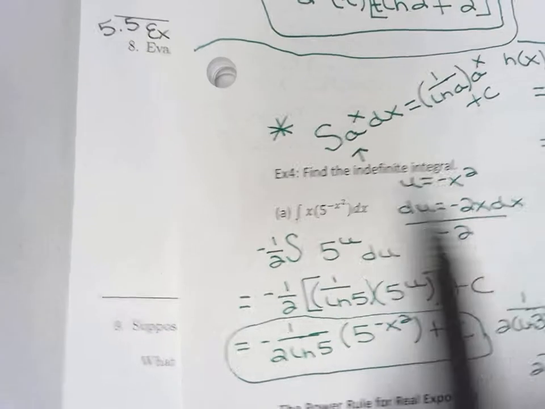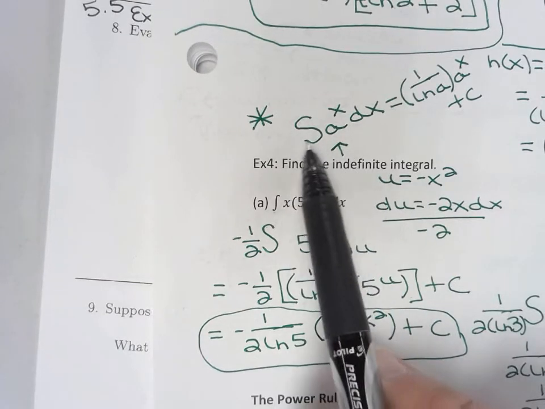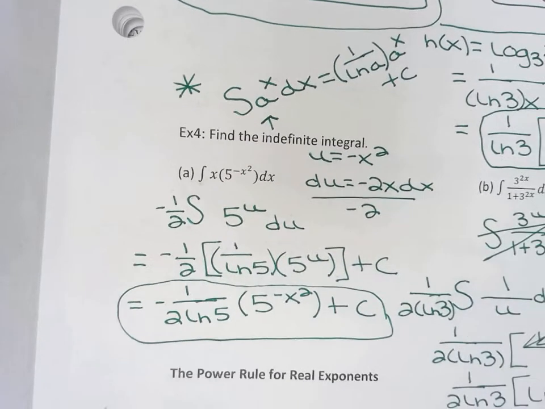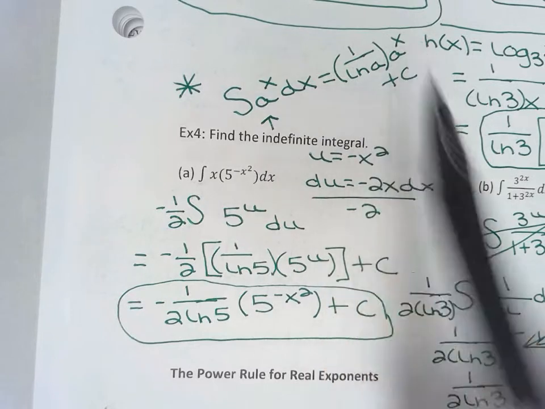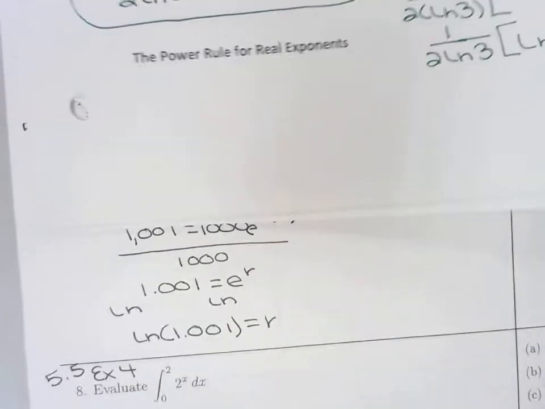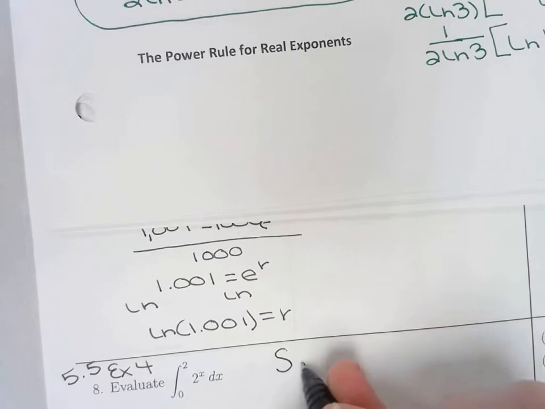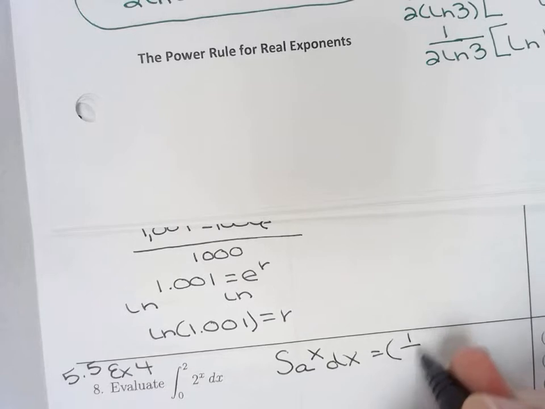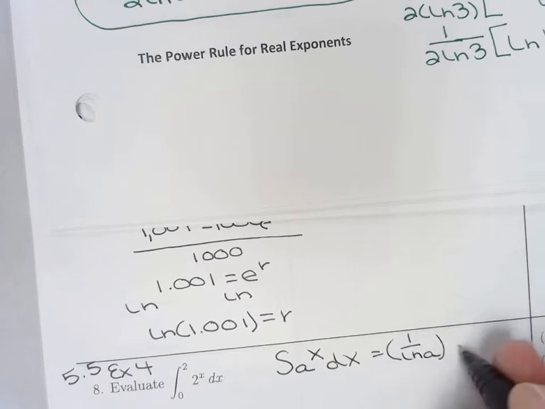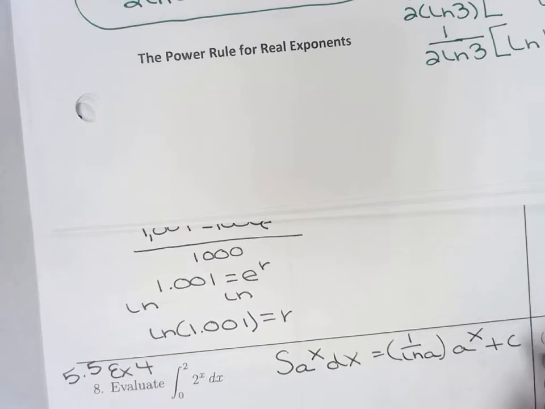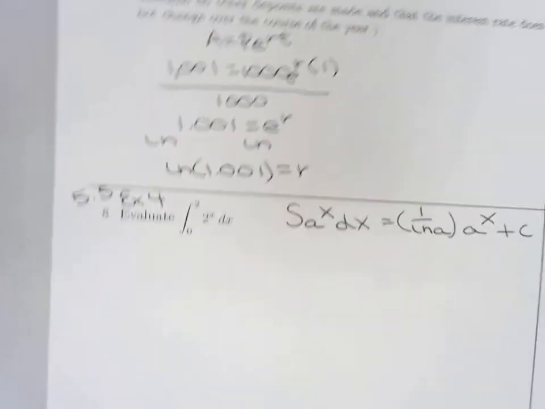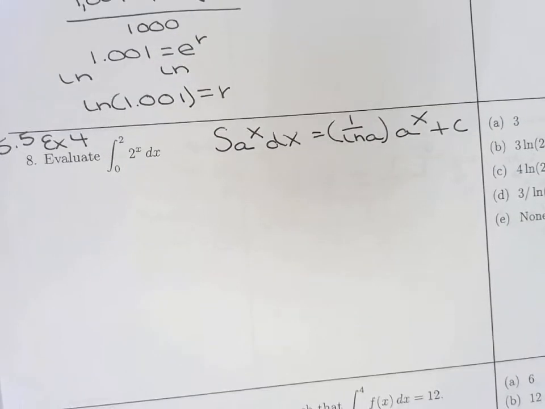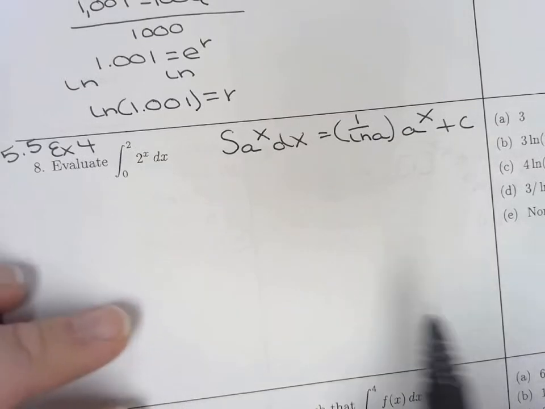So here's the formula. The integral of a to the x dx is equal to 1 over ln of a times a to the x plus c. So let's jot that down here. This would definitely be something I would add to your list of things to look over. I do not expect that you have that memorized per se, but I would definitely add it to your list, because without it, it would be rough to get the right answer.